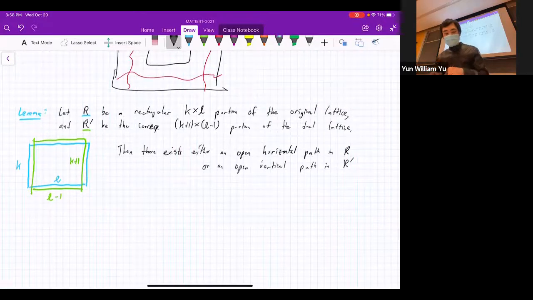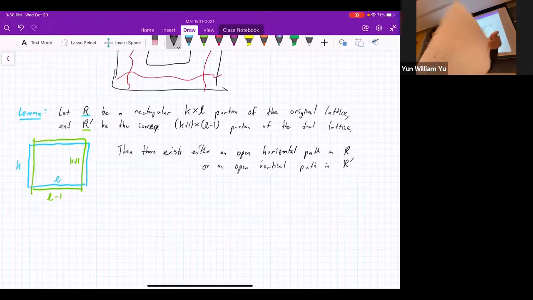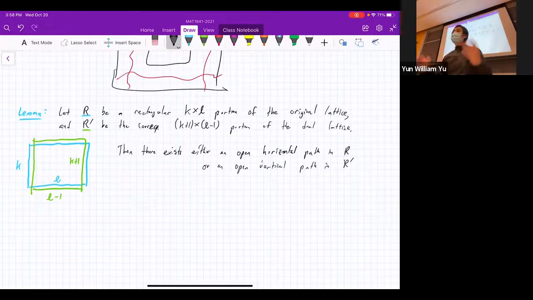And I think I should probably end here because that argument's a little bit geometric and I need to do a lot of drawing and I'm slow at that. So let's go ahead and end there for today.